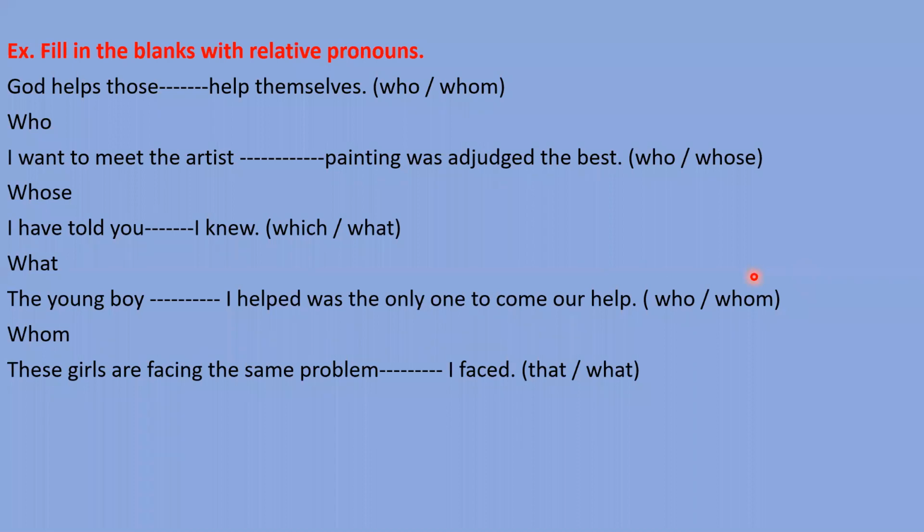Sir, that. That. Yes, very good. That will come here. What we can't use, actually, what we have to use when antecedent is not given, but antecedent is given there, the same problem. These girls are facing the same problem that I faced. These girls are also facing the problem that I faced. So that is a relative pronoun, and the antecedent of that word is the same problem. Okay, so that's why we need to use that here.